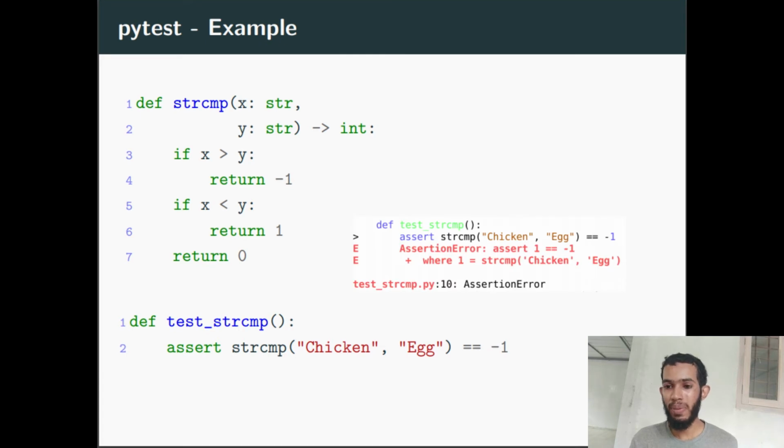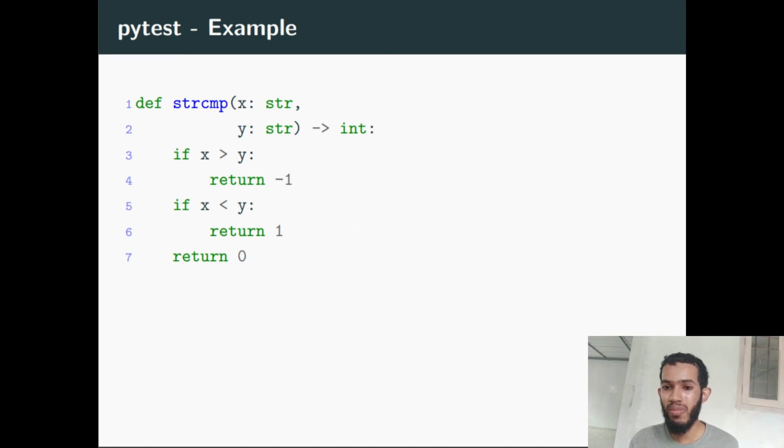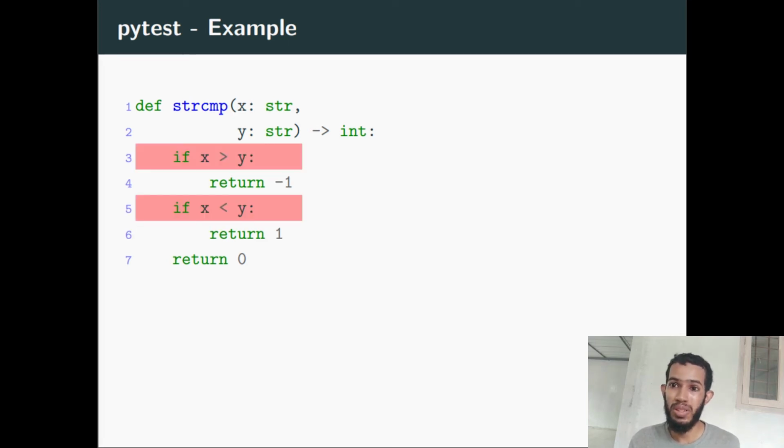Yet running pytest on it says that something went wrong. strcmp is not behaving as I expected it to, because it returned 1 instead of -1. So what went wrong? Let's take a closer look at strcmp. It's obvious once we take a look at it that these two lines are what is causing the problems. These if statements somehow got swapped. Maybe while making modifications, maybe we wrote it right at first, and it went wrong somehow.